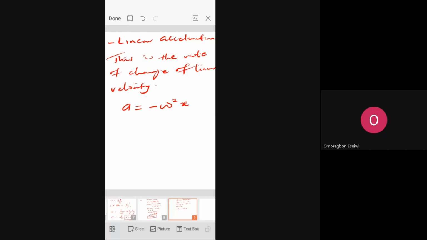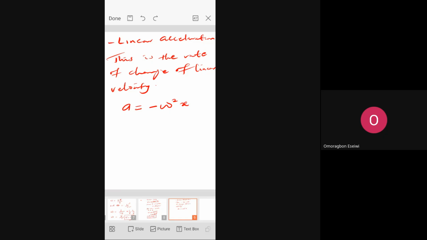Minus omega square x. That is exactly what it is. This minus only suggests that the linear acceleration is directed towards the mean point, the mean position. That's what it means. So as the displacement is increasing this way, this guy is moving this way. Of course, the restoring force is always pulling in the opposite direction as the displacement increases. And that is just the reason for the negative sign.